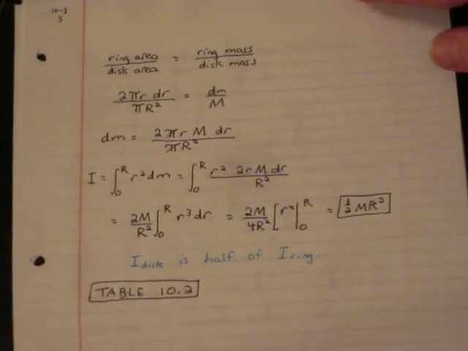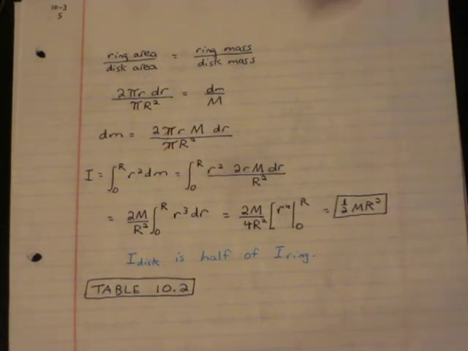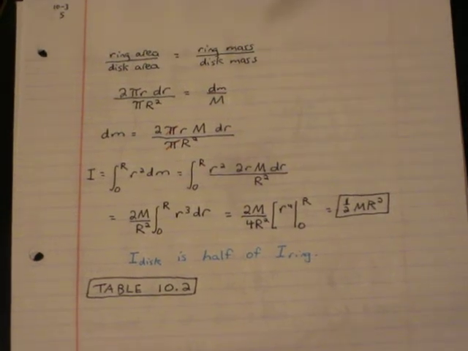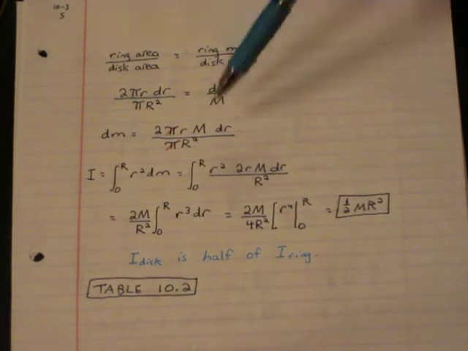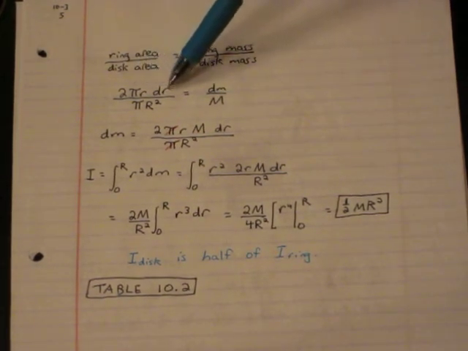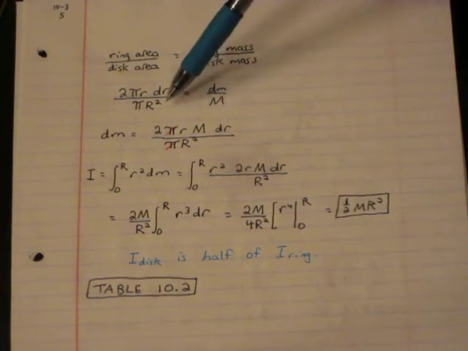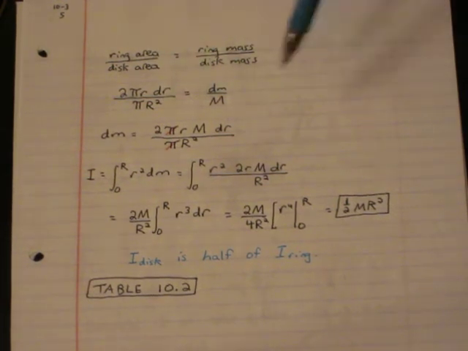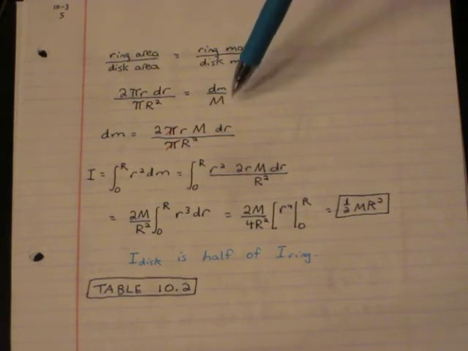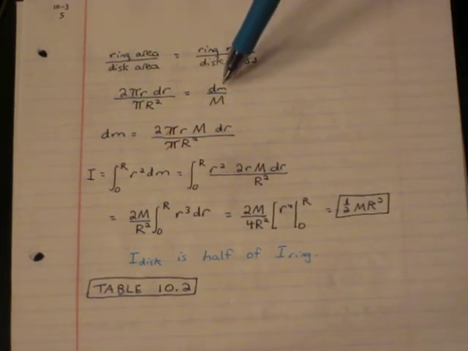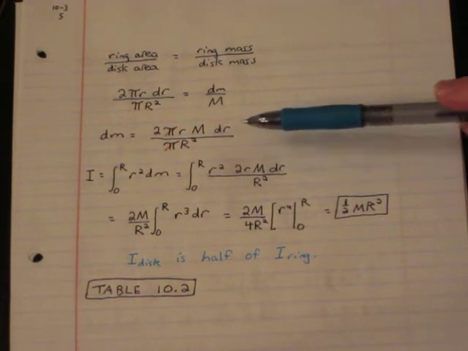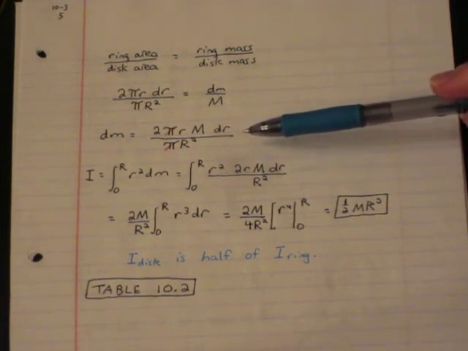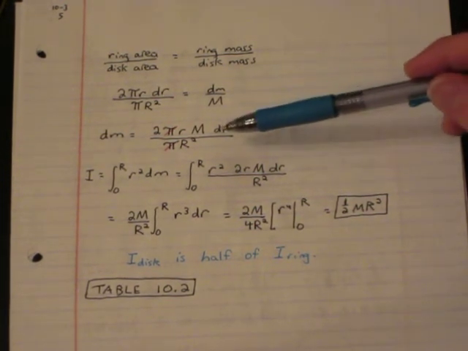With that in mind, we'll say that the area of one of those rings divided by the area of the entire disk is equal to the mass of the ring divided by the mass of the disk. So let's plug everything in. The ring area is 2 pi r dr. The disk area is the area of the circle, pi times big R squared. Ring mass is dm, disk mass is big M. We can solve for dm. You notice pi divides out from numerator and denominator. And what I'm going to do next is plug that into the integral.